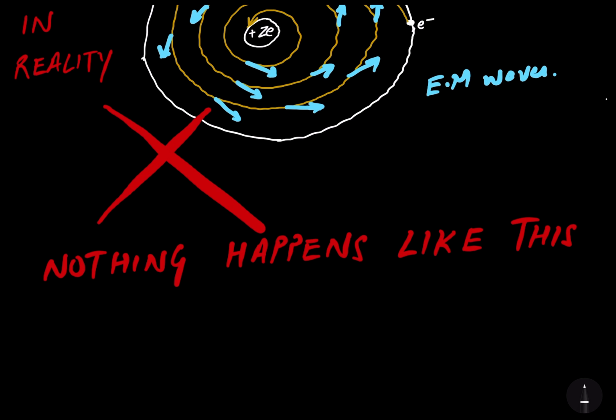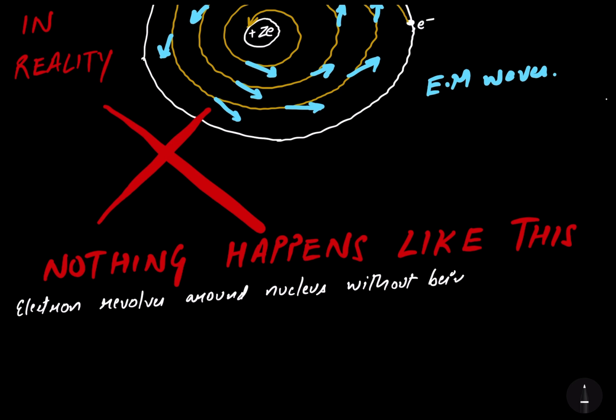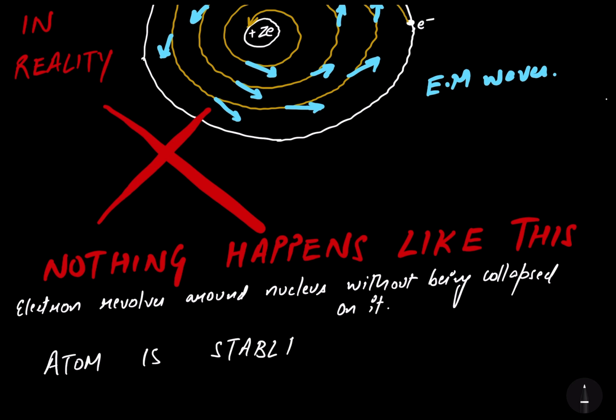Means the electron revolves around the nucleus without being collapsed on it. Without being collapsed on it means the whole atom is stable.